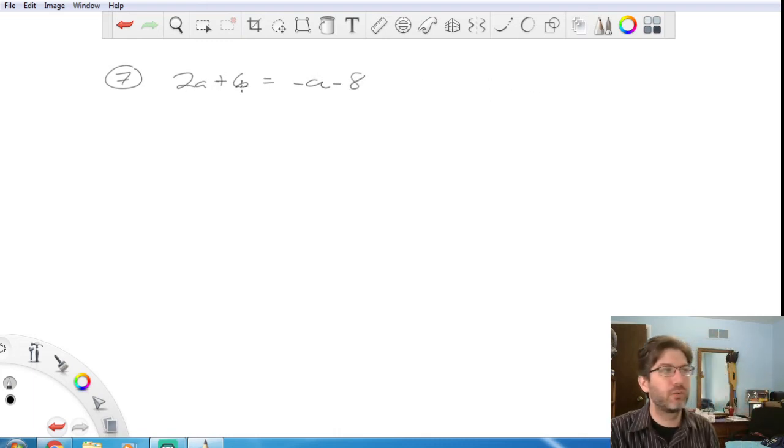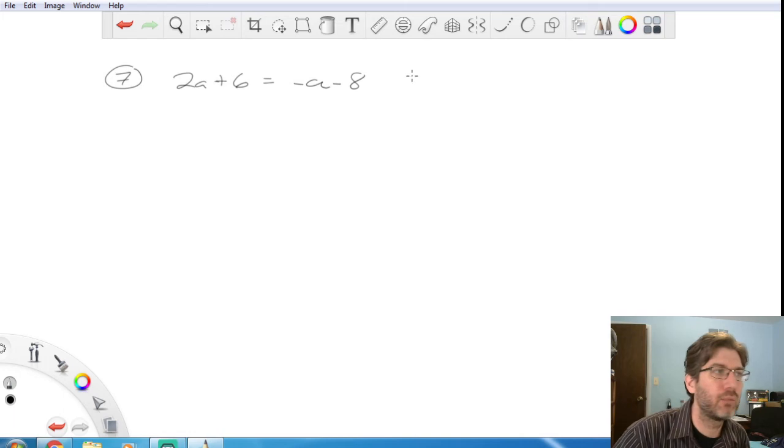So here I got 2a plus 6 equals negative a minus 8. Keep in mind this is a negative 1. We just never write it. So what I'm going to do is bring that negative 1 over. Yes, you could bring the positive 2 over, but I'm going to bring the negative 1 over. It doesn't really matter what you do. I just think this is easier. So I'm going to add a to this side, and I'm going to add a to this side. And again, this is a 1a.